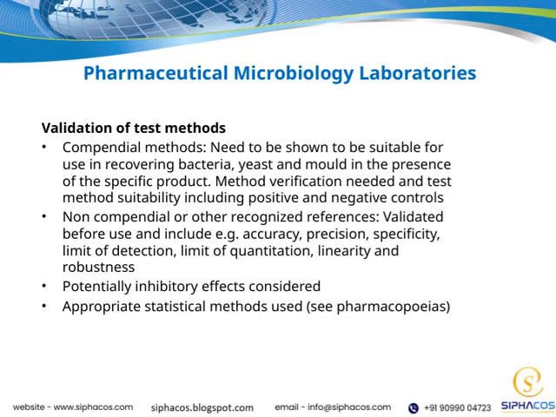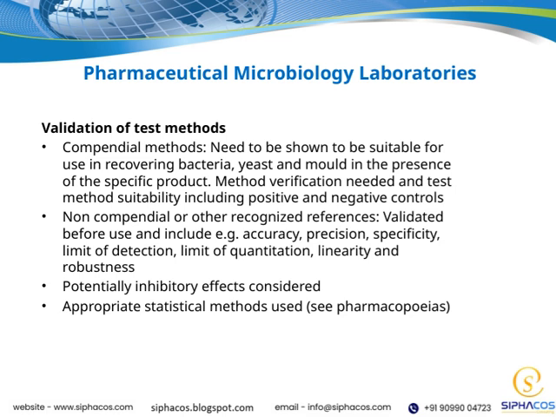When we talk about the validation of test methods, it's crucial to understand the different categories involved. For compendial methods, the key requirement is demonstrating that these methods are suitable for recovering bacteria, yeast, and mold, even in the presence of the specific product we're testing. This means we need to verify the method itself, making sure it works reliably, and also confirm the test's suitability. This involves using positive controls to show the method can detect what it's supposed to, and negative controls to ensure there's no false positive.